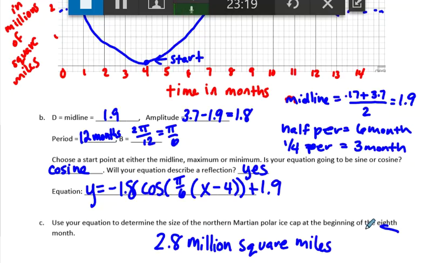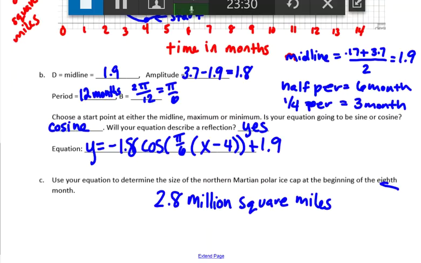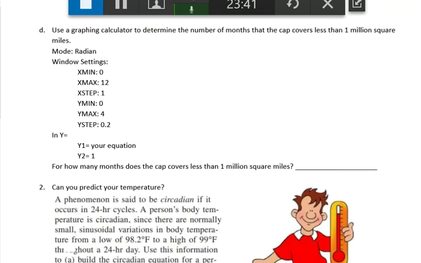Okay. So technically you could have done that calculation with any old calculator, but on the next page you definitely need a graphing calculator because this time we're going to plug a value in for y. So one good method to plug a value in for y is to graph it. So I'm going to turn the page, okay? So using a graphing calculator, determine the number of months the ice cap covers less than 1 million square miles. So we're still in radian mode, and now you're going to press window.